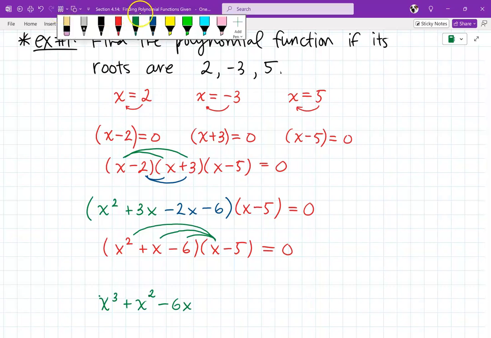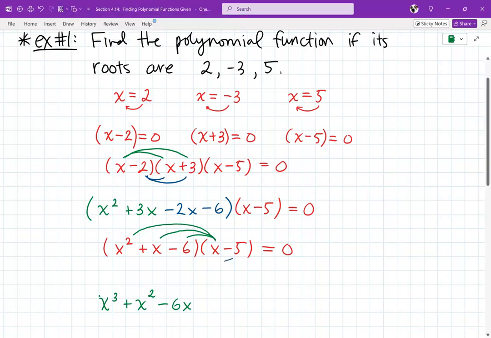All right, now let me do the negative 5 part. So the negative 5 is going to multiply 3 things as well. So negative 5 times x squared is negative 5x squared. Negative 5 times x is a negative 5x. And negative 5 times negative 6 is a positive 30.